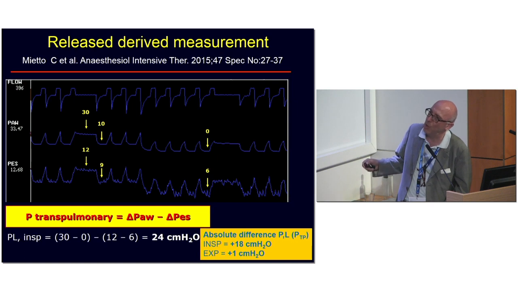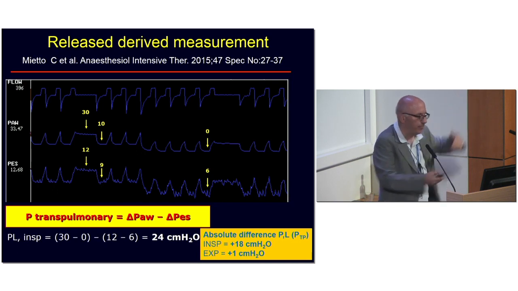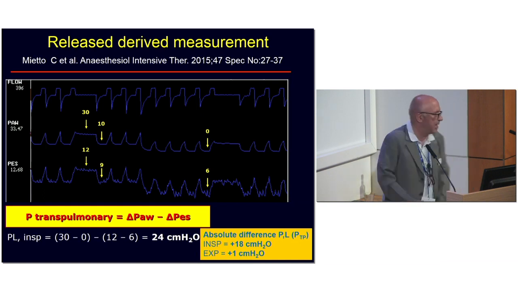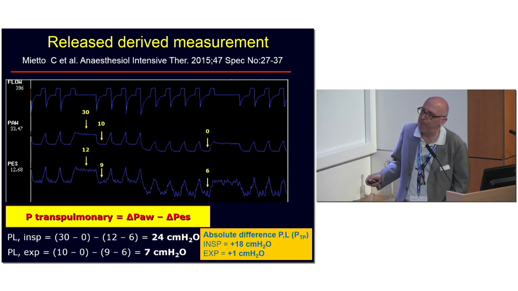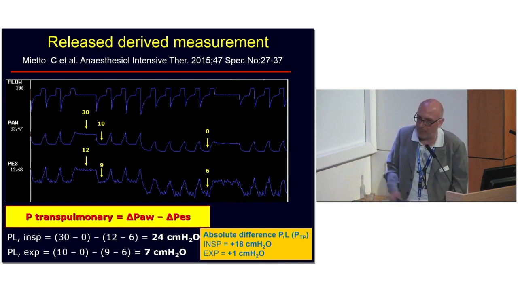It's calculated like 30 minus ZIP, minus 12 minus 16. So the major change in transpulmonary pressure means that you have around 24 centimeters of water. That compared to 18 is very different. If you look at PEEP, it is 10 minus 0 minus 9 minus 6. So it means 7 centimeters of water, which is completely different from 1.